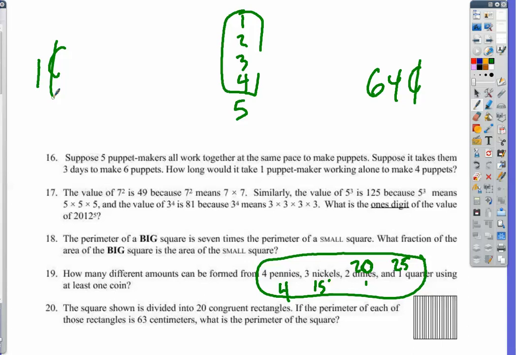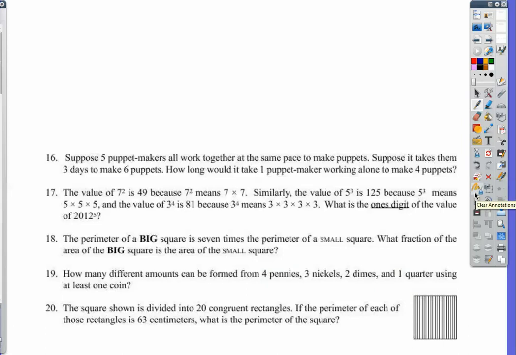The last one in this set, the square shown is divided into 20 congruent rectangles. What's wrong? Didn't say how many different. Oh, it's 64, because you can have every combination from 1 to 64. That's why. It is very simple. All right, number 20. Of course, Campbell's right. I should have reread the question, make sure I answered the question.